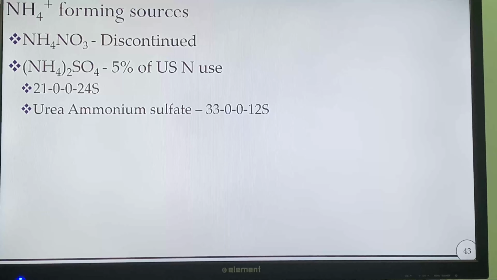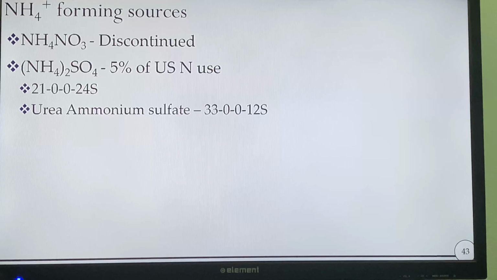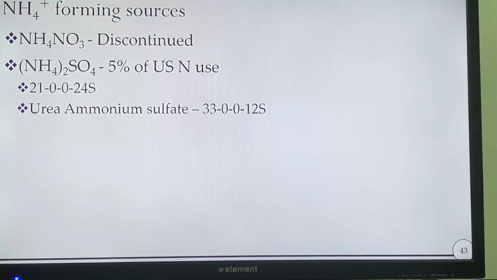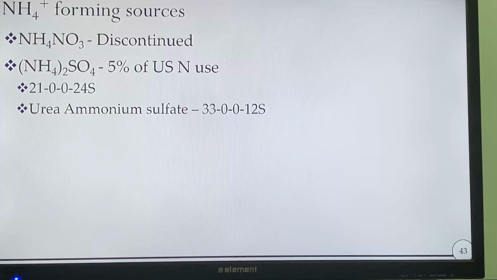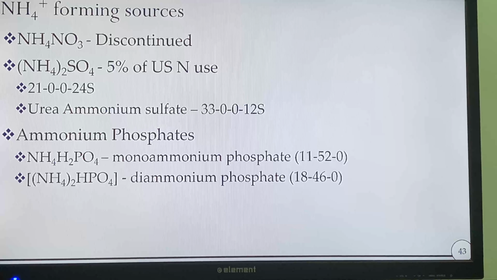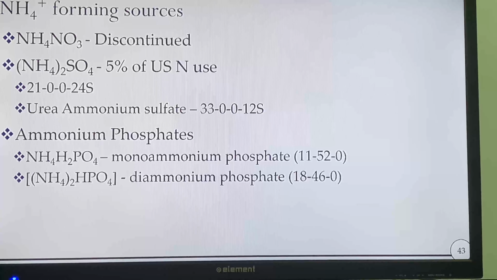But something that is coming up that you are going to start seeing more use of is urea ammonium sulfate. Remember, they take urea and they add it with ammonium sulfate, one for one, and they come up with 33-0-0-12S. So you can get two urea-based fertilizers with sulfur. We have 28-0-0-5S, which is liquid UAN, urea ammonium nitrate plus sulfur, or you can get this granular urea ammonium sulfate. And then our ammonium phosphates, monoammonium phosphate, MAP, and diammonium phosphate, DAP.